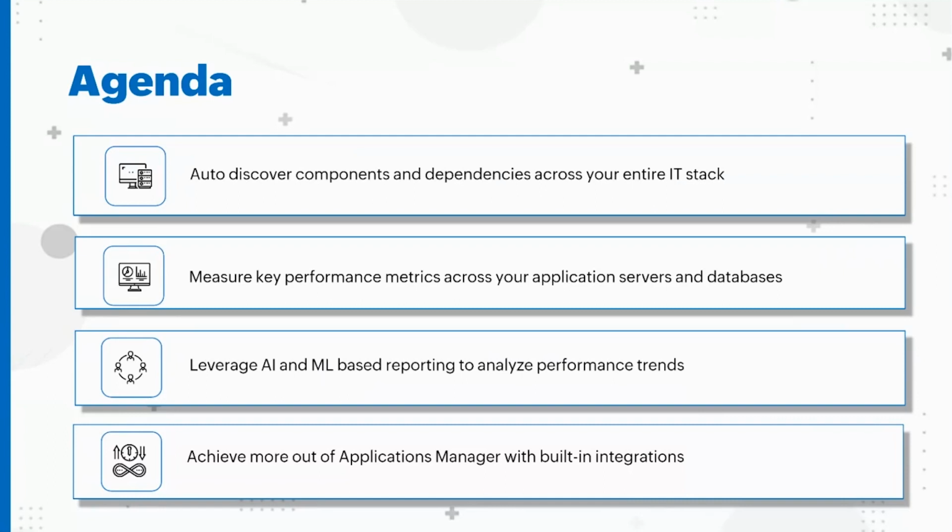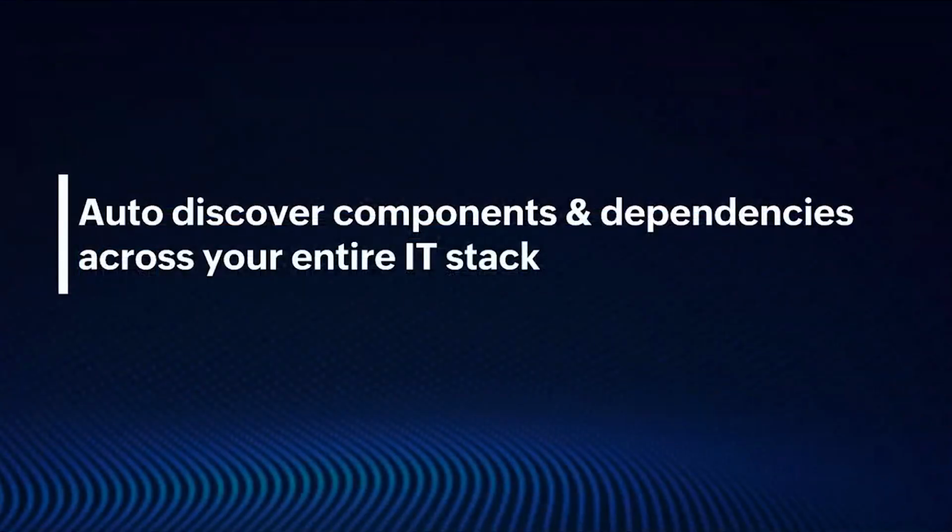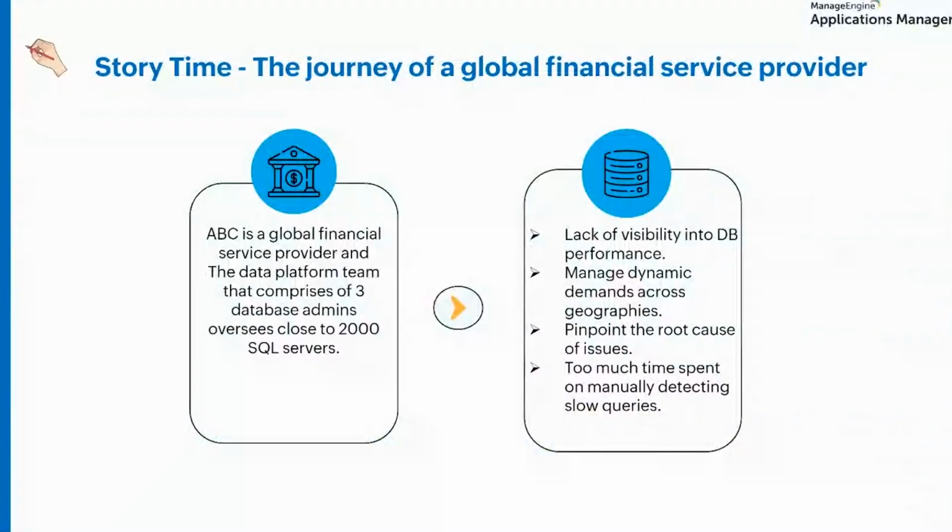Let's quickly discuss the first topic on today's agenda, auto discover and dependency. Before we look into the functionality of auto discover and dependency, let's discuss a small story here. ABC is a financial global provider and they have only 3 admins in their organization, whereas they have more than 2000 plus database servers across their infrastructure. So what are all the challenges they are facing when they have a huge infrastructure of servers?